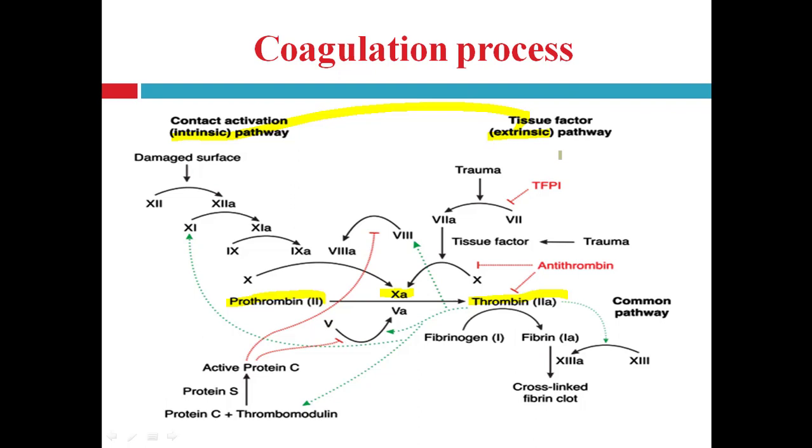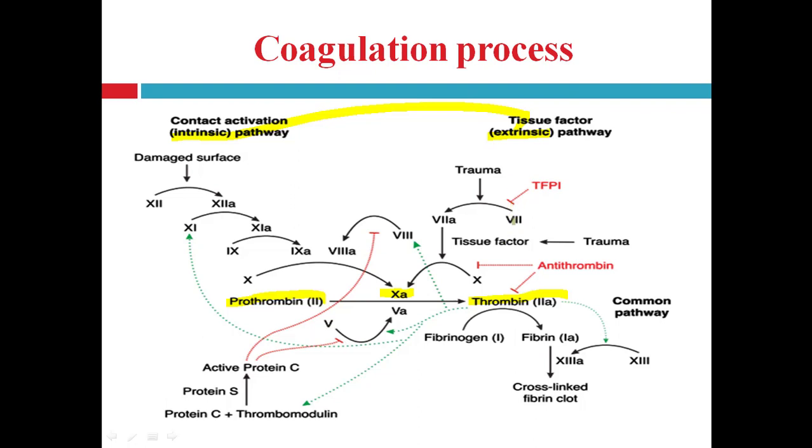Any tissue damage, or damaged tissue, releases a complex, thromboplastin, that is known as the tissue factor, right? Any tissue damage leads to the release of this chemical or complex, thromboplastin or tissue factor. This extrinsic pathway occurs rapidly, within seconds, and it initiates the coagulation.